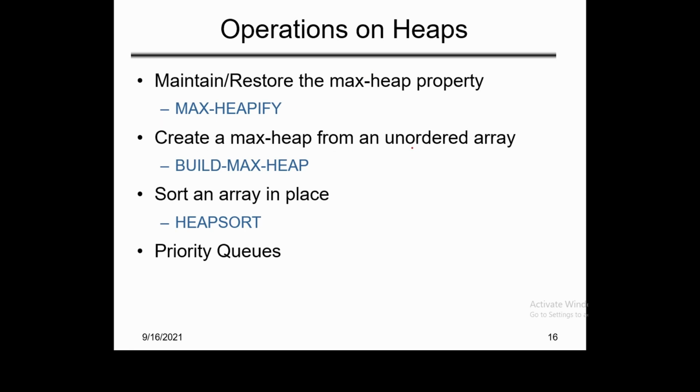Create a max heap from an unordered array. If we have a list and we want to create a max heap from it, then we will use the build max heap procedure. This build max heap procedure will utilize the max heapify procedure and its operation. The third one is heap sort. Basically it will sort a list of numbers in increasing order. So we will use build max heap, meaning we first create the heap with it. When a property violation occurs in the heap, max heapify will be utilized, okay?